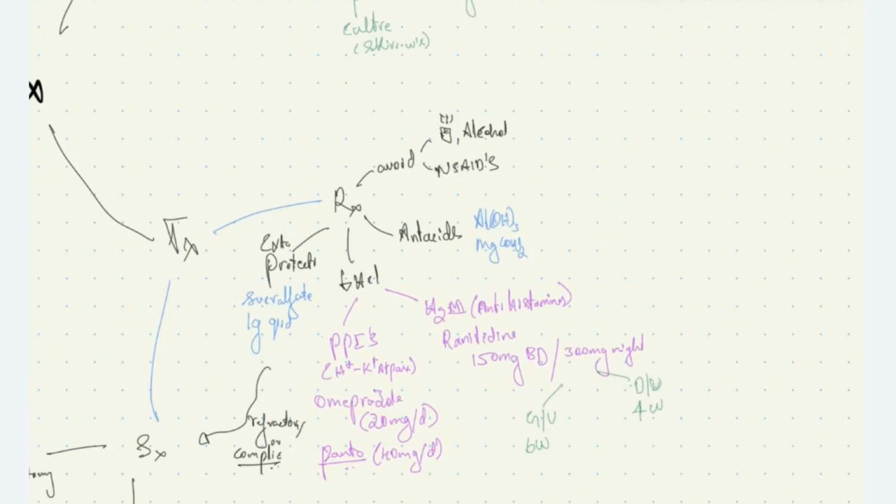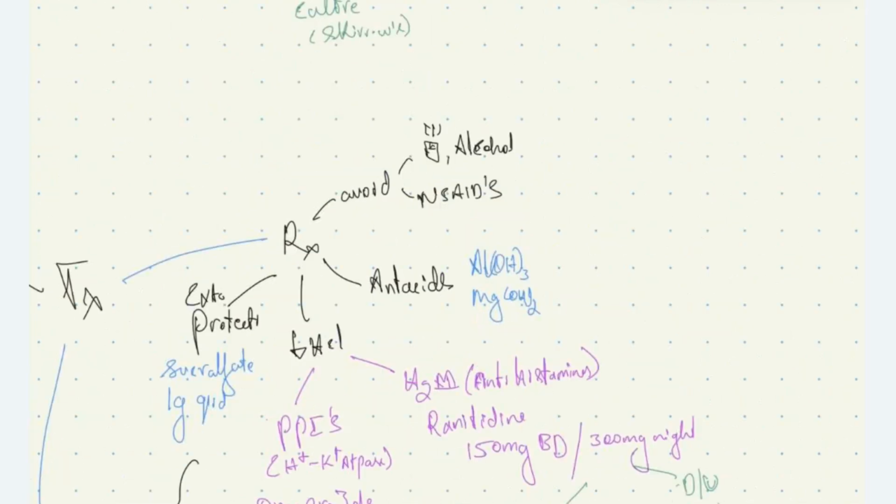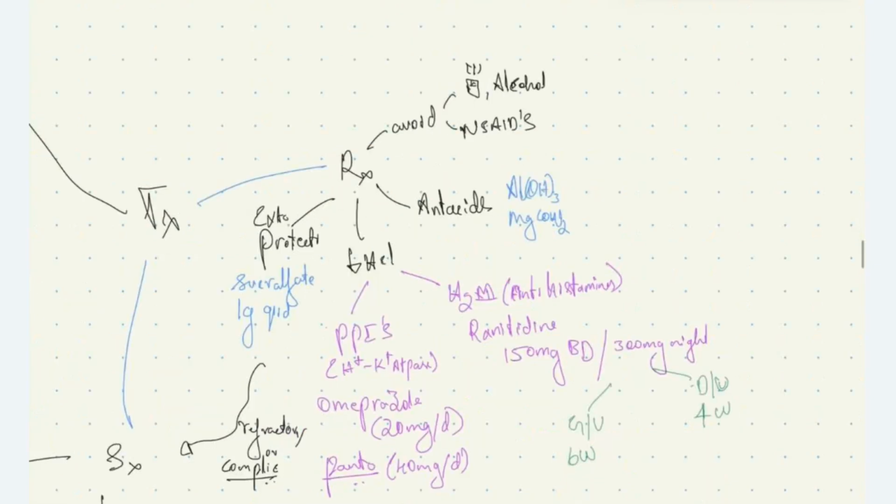For treatment, we have medical treatment and surgical treatment. The medical treatment is the first line of treatment that we give to our patients. First, we request the patients to avoid alcohol and smoking, and avoid NSAIDs if possible. And then we can give antacids like aluminum hydroxide and magnesium hydroxide. We reduce the damaging factor, that is HCl, by giving antihistamines, the H2 receptor blockers like ranitidine, 150 mg BD or 300 mg at night.